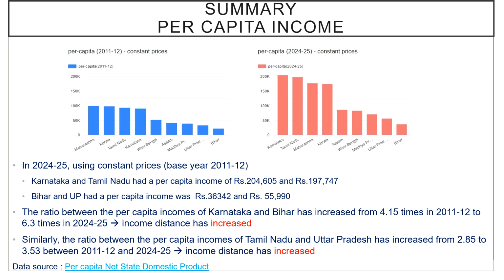Per capita income. In 2024-25, using constant prices base year 2011-2012, Karnataka and Tamil Nadu had a per capita income of rupees 204,605 and rupees 197,747. Bihar and UP had a per capita income of rupees 36,342 and rupees 55,990. The ratio between the per capita incomes of Karnataka and Bihar has increased from 4.15 times in 2011-2012 to 6.3 times in 2024-25. Income distance has increased. Similarly, the ratio between the per capita incomes of Tamil Nadu and Uttar Pradesh has increased from 2.85 to 3.53 between 2011-2012 and 2024-25. Income distance has increased.